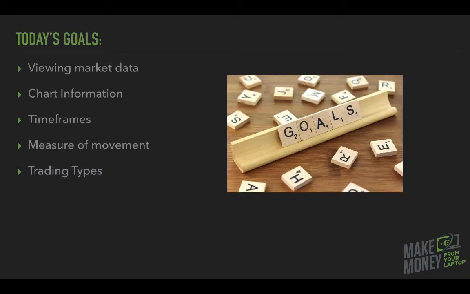All right, so what's our goal for the day? Well, my first goal, as always, is to keep it short, about 15 minutes or less. Today we're going to talk about how we view market data. We'll talk about charts and what the information is that we see on charts. We'll talk some basics about time frames. We'll discuss measures of movement, and then we'll talk about the different trading types at the very end so you can start thinking about which one best fits your personality. And then from there we'll wrap it up and be ready for the future exercises.